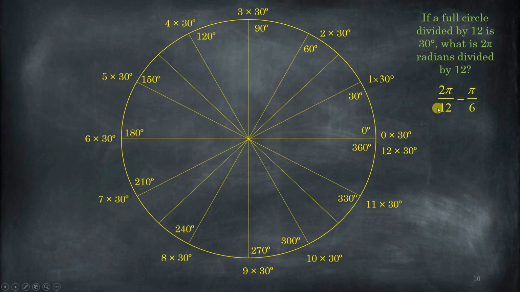So 2 pi divided by 12, all you got to do is reduce that. You end up with pi over 6. So 30 degrees is the same as pi over 6. Here's one of them. This would be 2 rotations of pi over 6.